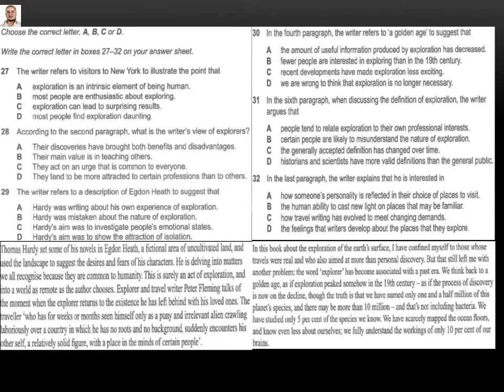In this book about the exploration of the Earth's surface, I have confined myself to those whose travels were real and who also aimed at more than personal discovery. But that still left me with another problem. The word explorer has become associated with a past era. We think back to a golden age as if exploration peaked somehow in the 19th century, as if the process of discovery is now on the decline. B says fewer people are interested in exploring than in the 19th century, so the answer will be B.